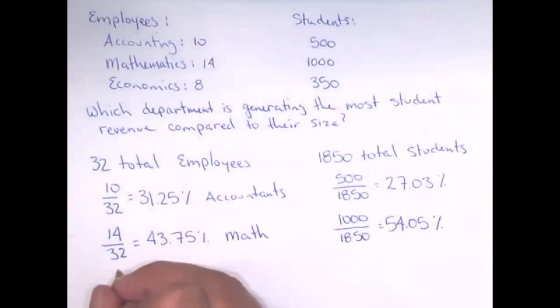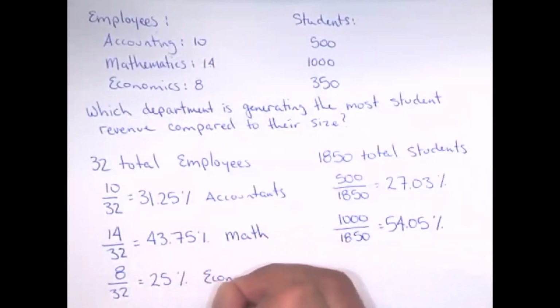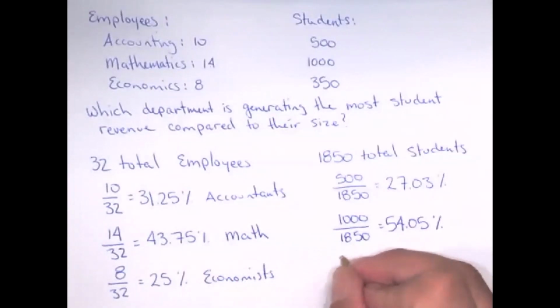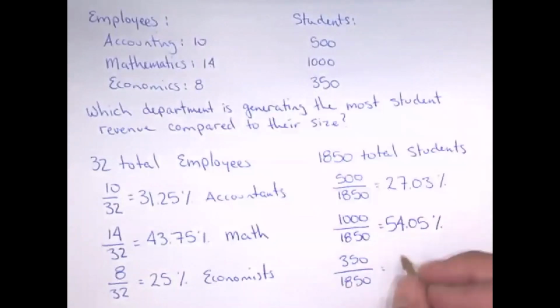In terms of the economists, they have 8 out of 32 employees. That's 25%. And they produce 350 of the 1,850 students. And so that's 18.92%.